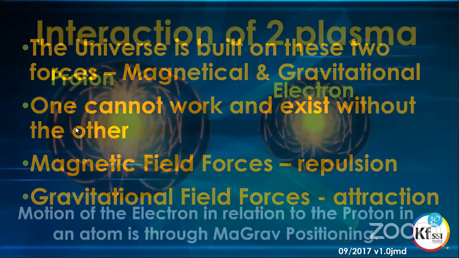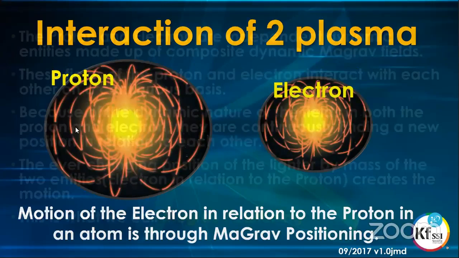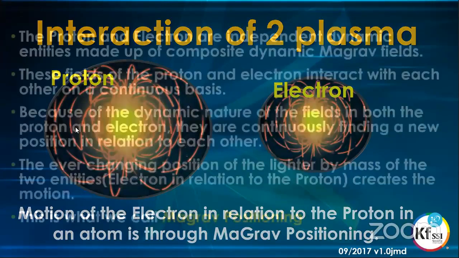So when we have a look at the interaction of two plasmas, and now we can have a look at the proton and electron within an atom. You look at the motion of the electron in relation to that proton is through mag-grav positioning, because they are both a plasma, they both have the fields, and so they're having to find their position in relationship to each other. If you had to view them as two magnets, one big, one small, they're having to find their position. And so that's what we have inside an atom, is you have the proton and electron finding their position.